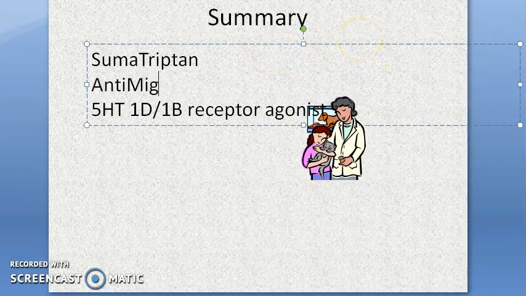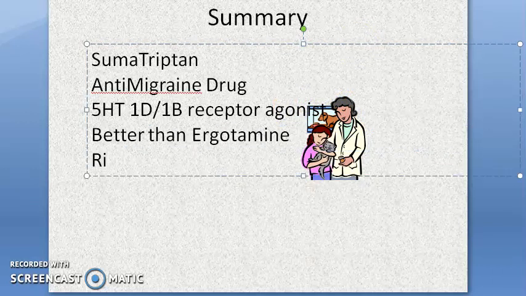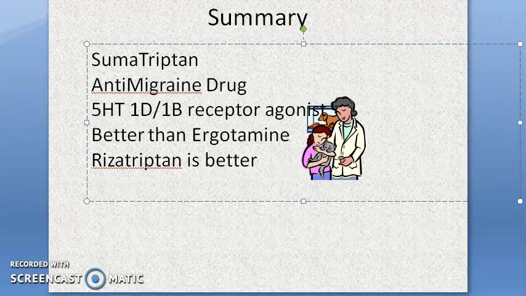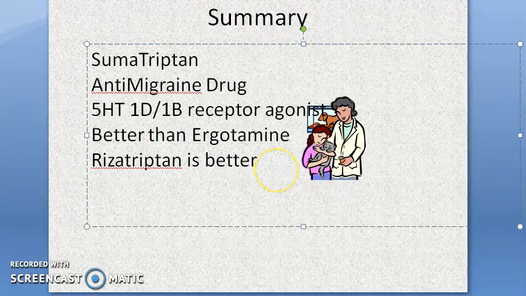Anti-migraine drug. Then it is better than Ergotamine. However, Rizatriptan is better than Sumatriptan. Is it Rizatriptan? Yes, Rizatriptan is better. What else did you learn? Adverse effect: tightness in head. Contraindications: ischemic heart disease, hypertension, pregnancy, person should not drive.